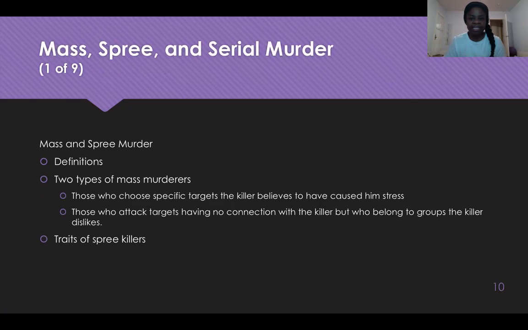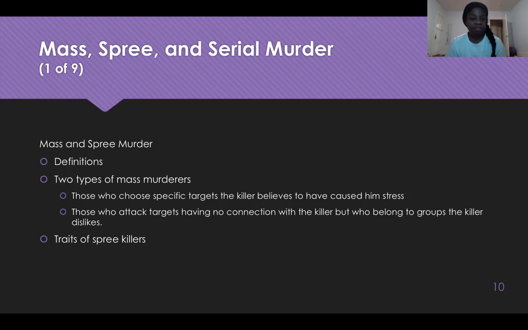Mass, spree, and serial murder. Knowing the difference between these is one of our learning objectives, and we're going to go into that right now. Just quickly before I get into that: murder for revenge or personal gain is understandable because such motives have rational, if not moral, elements. But the gruesome bloodlust of killers baffles and terrifies us because it lacks any objective, rational motivation with which we can identify.